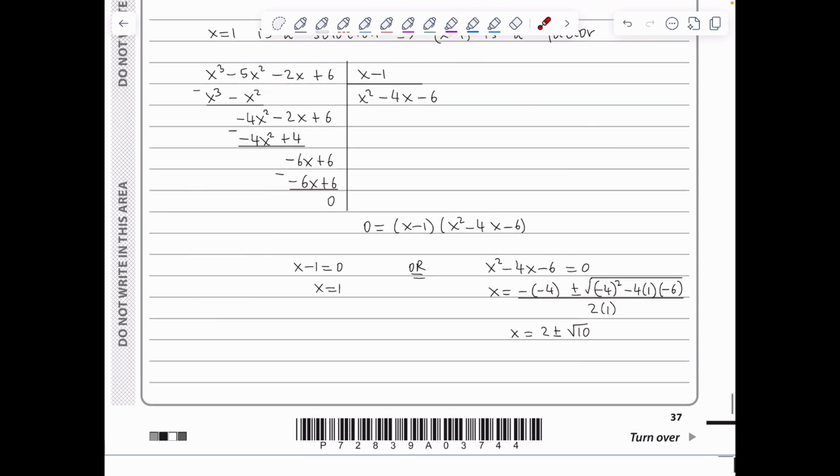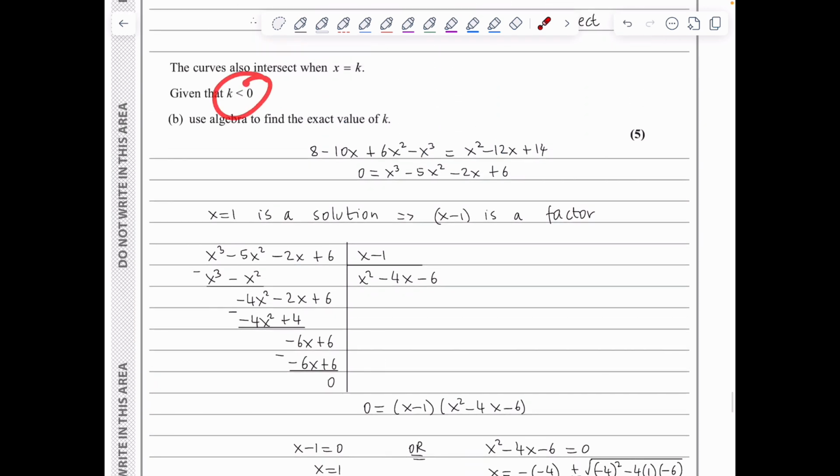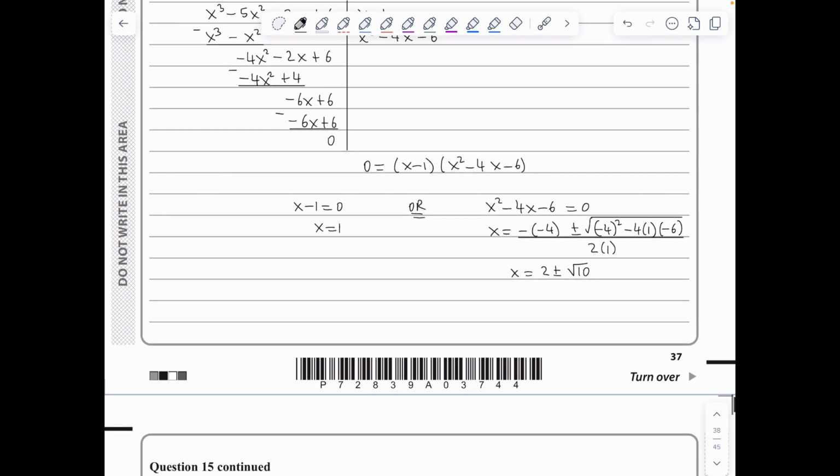But remember, we've been told that k is negative, so all I have to do is say that since k is known to be negative, then this means that k is 2 minus root 10. Remember, your final answer should be in terms of k. Don't say x is 2 minus root 10. We are talking about k, so k is equal to 2 minus root 10.